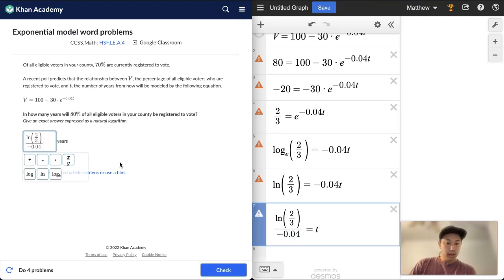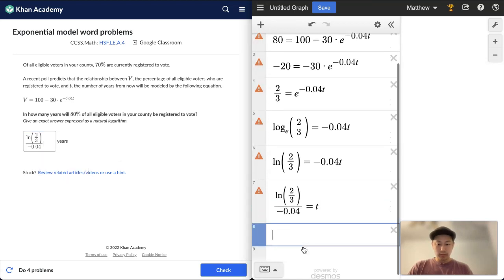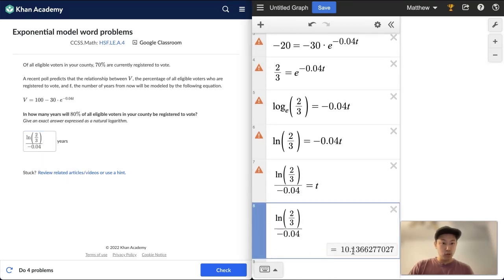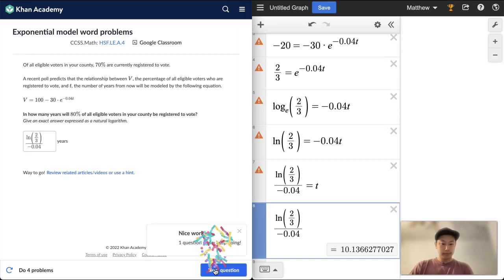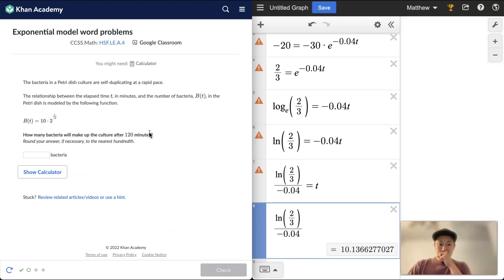Okay. So if we wanted to, we can figure out what the estimation is. It's about 2.13 years, right? T is in years. But then they want the exact answer, so we just kind of copy and paste. All right, let's do the next one.